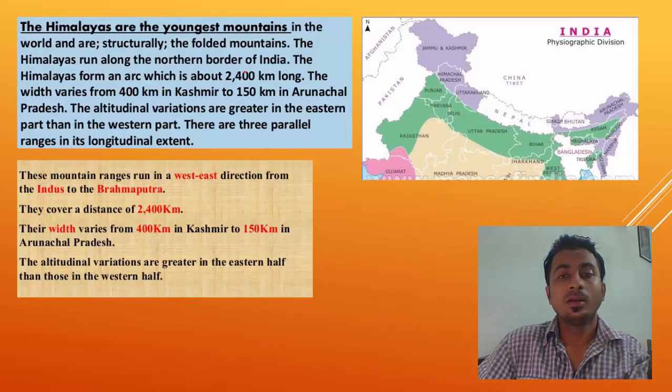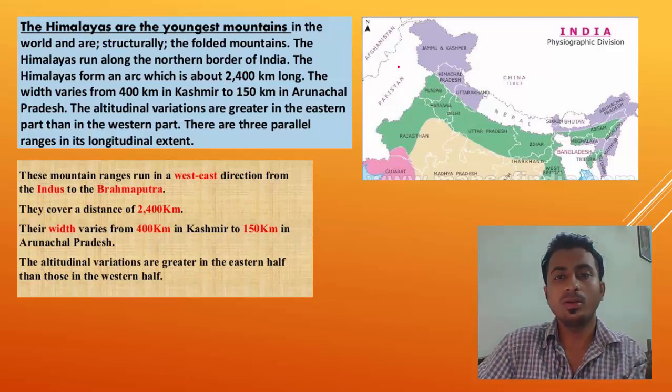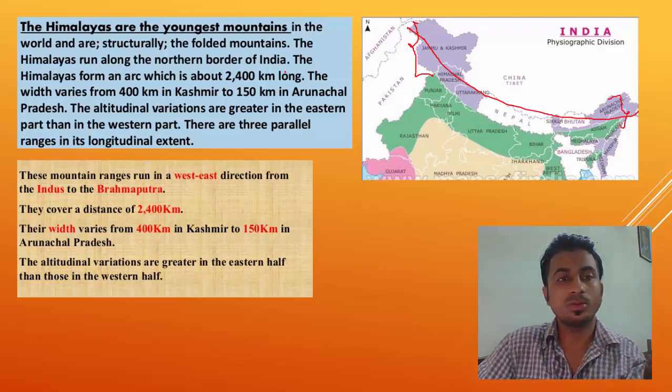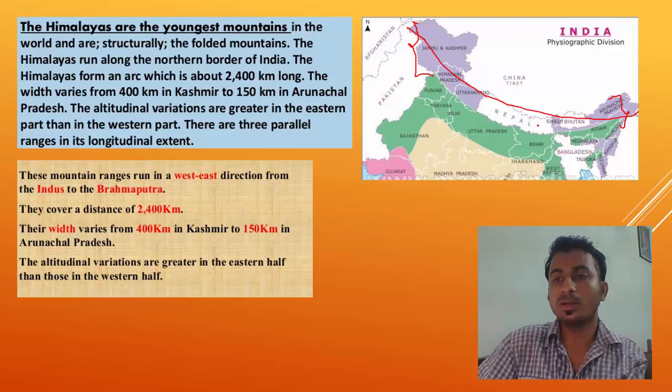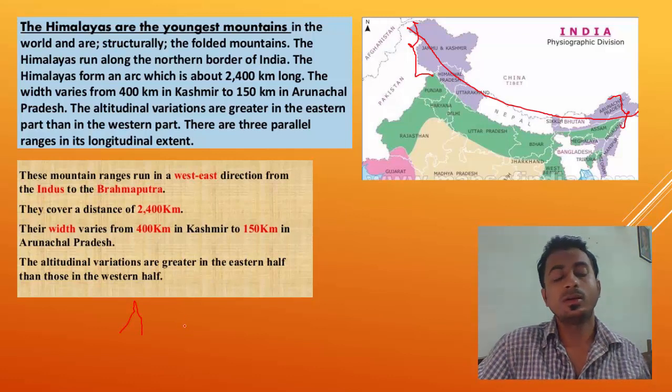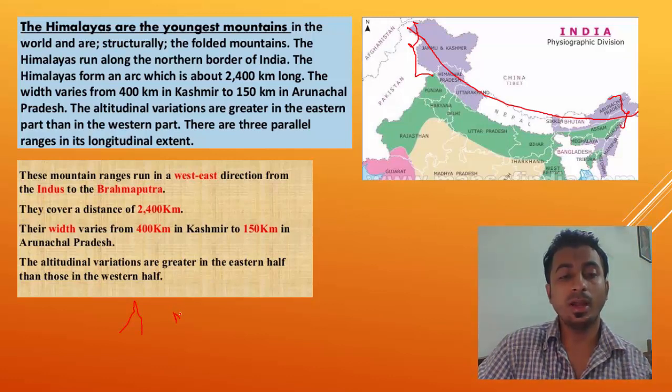Now the Himalayas are 2400 kilometers long from this portion to this portion. Their width varies from 400 kilometers in Jammu and Kashmir. You can see this area is long from north to south, and this area is relatively short, 150 kilometers in Arunachal. If you see Arunachal, this area is very small as compared to this. So 400 kilometers and 150 kilometers. Also, the altitude means the height above mean sea level. You must have read about mean sea level at railway station.